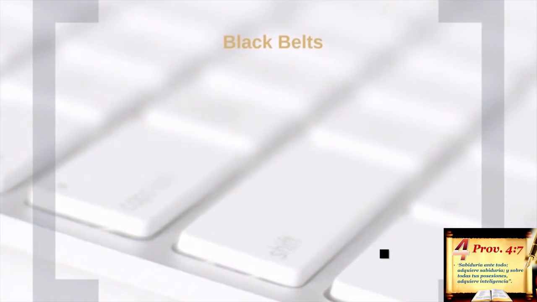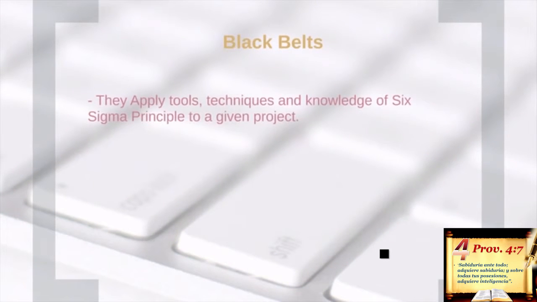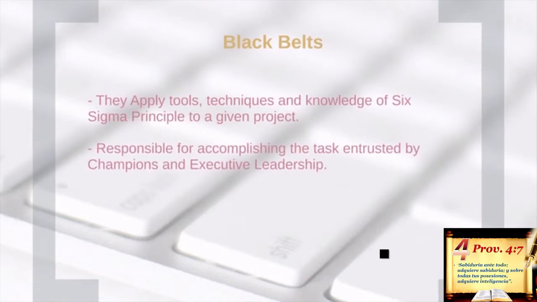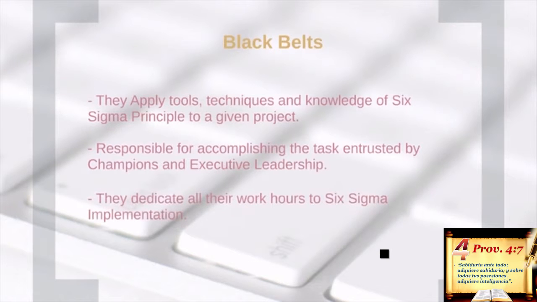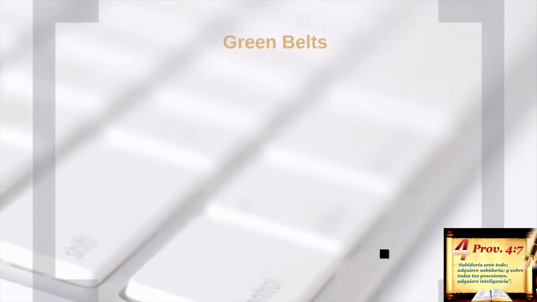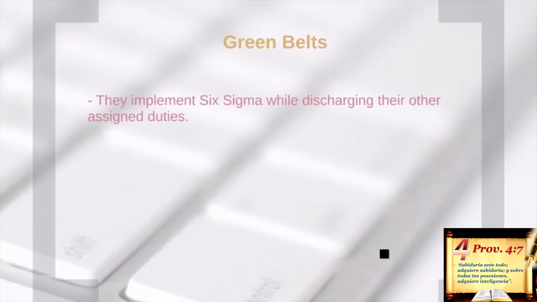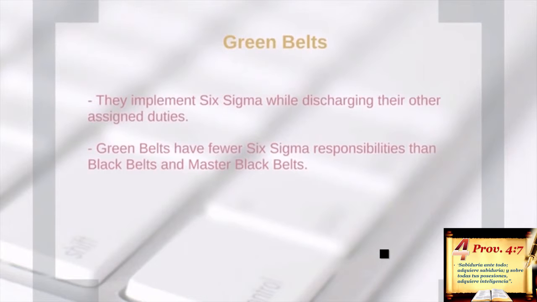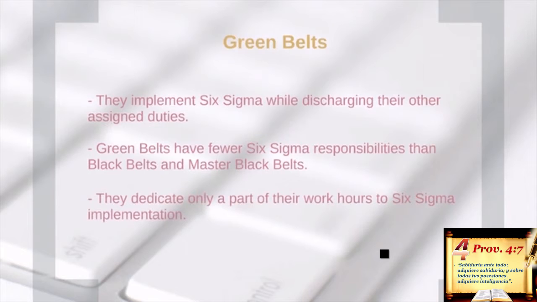Next are the black belts. They apply the tools, techniques, and knowledge of Six Sigma principles to a given project of an organization. They are responsible for accomplishing the tasks entrusted to them by champions and executive leadership. They dedicate all of their work hours to Six Sigma implementation. After black belts, we have the green belts. These individuals implement Six Sigma while discharging their other assigned duties. Green belts have fewer Six Sigma responsibilities than black belts and master black belts. They dedicate only a part of their work hours to Six Sigma implementation.